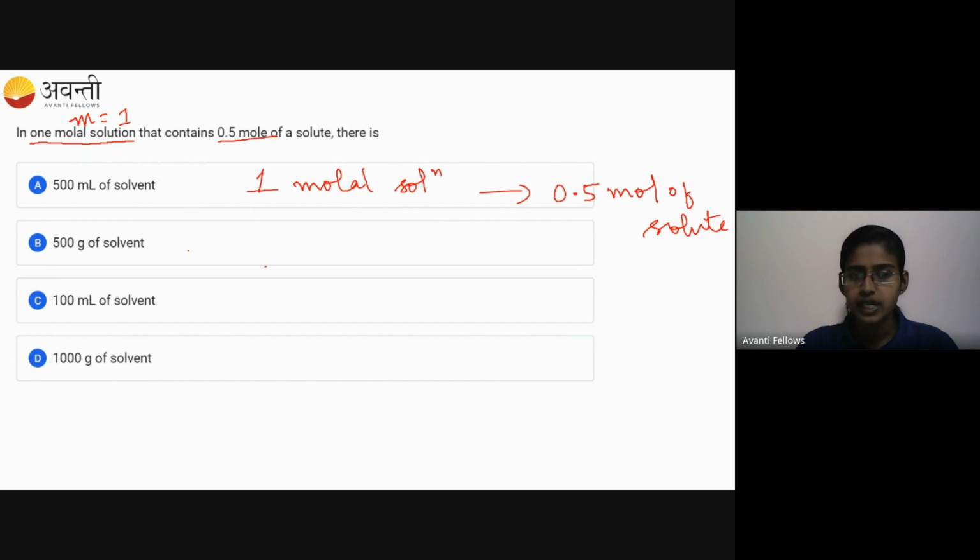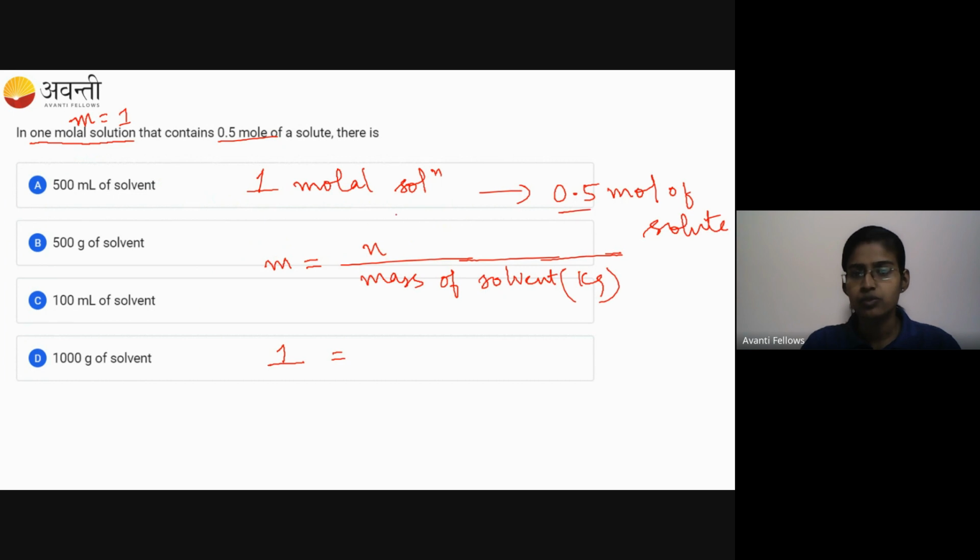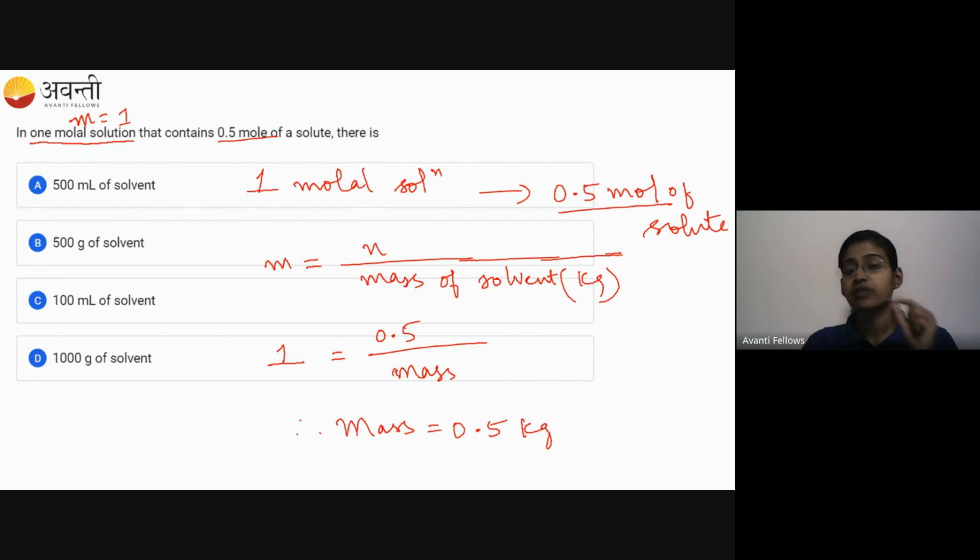Okay. Now, if I take the formula molality and substitute the values, number of moles of solute divided by mass of the solvent in kilogram. Now we have the m value and it is equal to 1, and the number of moles of the solute is 0.5. We are asked to find out the mass of the solvent. Just take this mass to the other side and we will get 0.5 kilogram. 0.5 mole of solute is dissolved in 1 kilogram. So now the mass is coming out to be 0.5 kilogram.